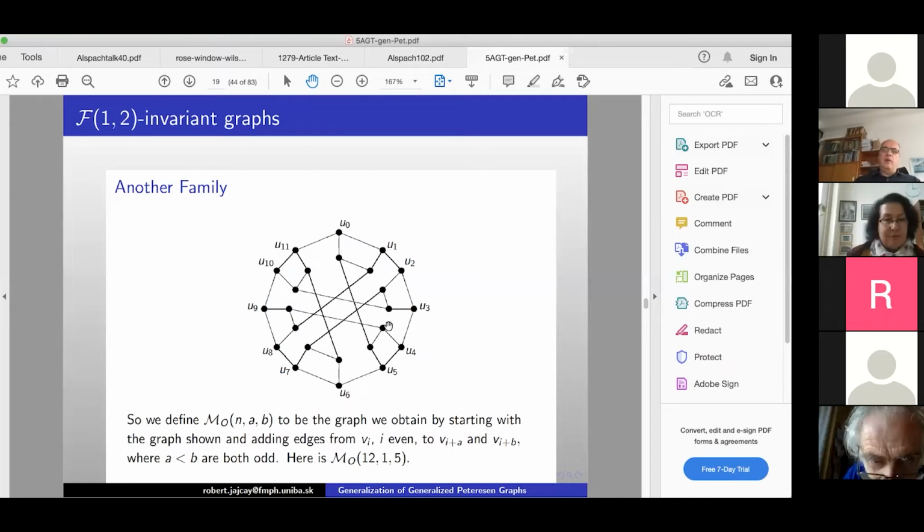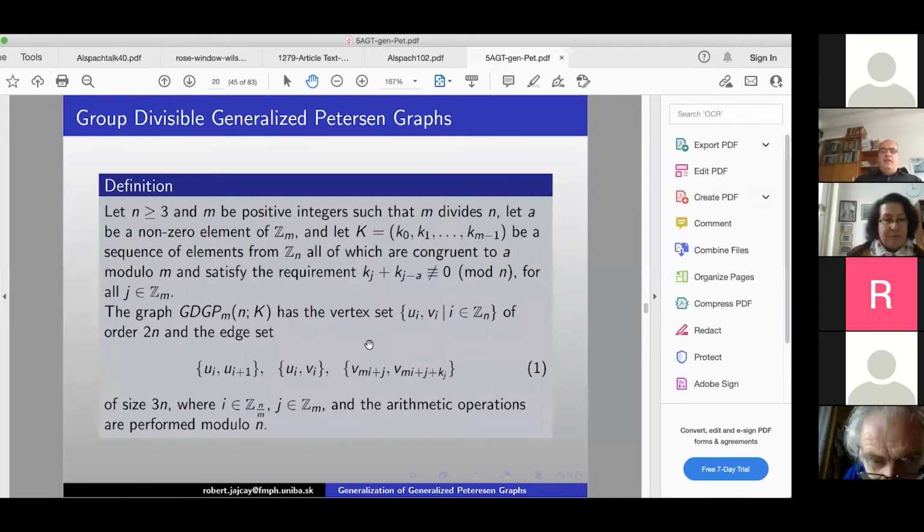Yeah, the groups of 2 are the same in a way, and that's exactly our definition, which we ended up calling group divisible generalized Petersen graphs, because we wanted our name to be different from all the previously used ones. And it really makes sense. So the definition is as follows.